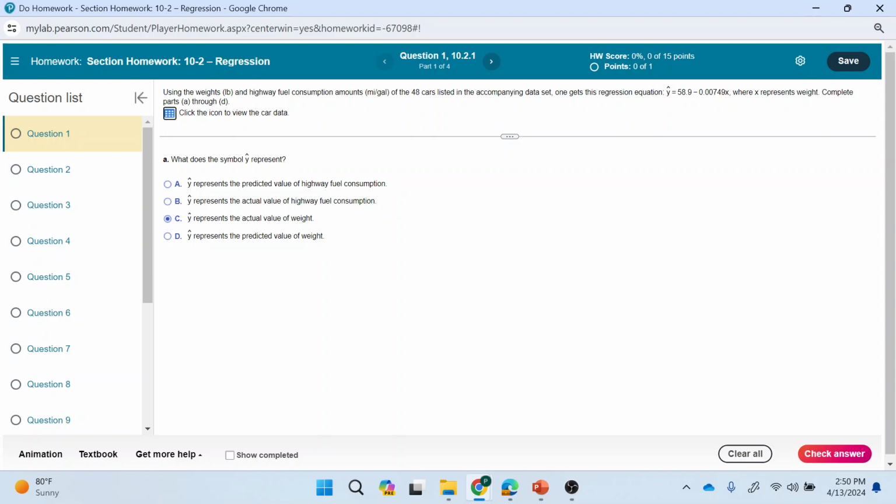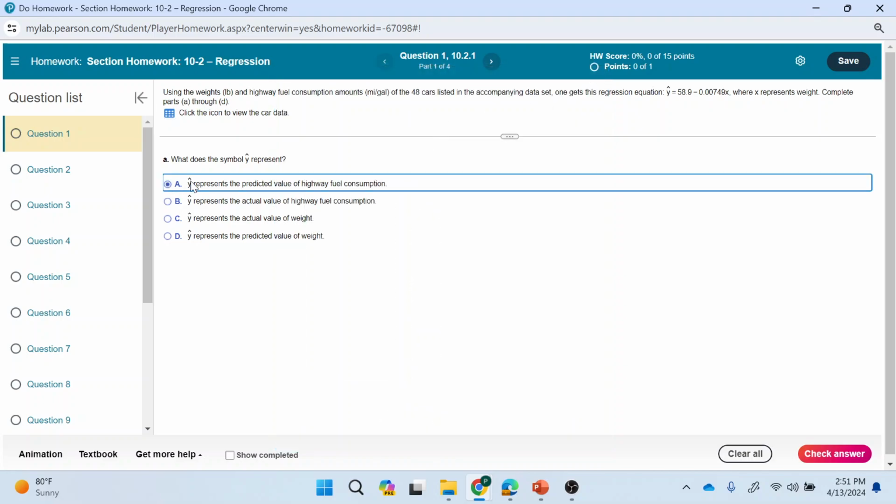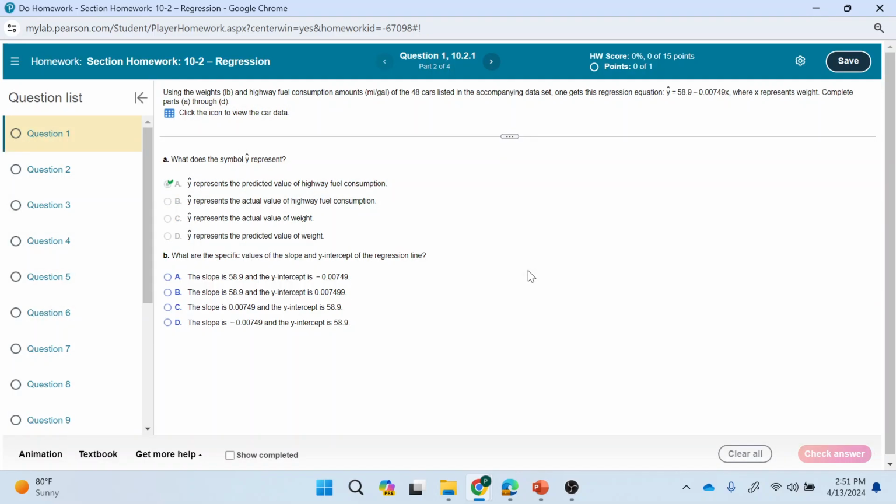Y cap represents the predicted value of highway fuel consumption. Y cap represents the actual value of highway fuel consumption. Y cap represents the actual value of weight. So keep in mind, if you click here, this is x and this is y. So y means highway fuel consumption. So y cap represents a predicted value. This is the prediction, and that's the regression line.